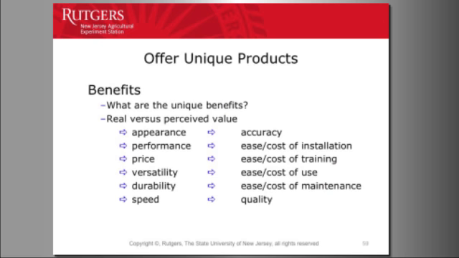Okay, people that are successful in the business offer unique products, and what are the unique benefits of those products? Well, is it real or perceived? It doesn't matter if the customer perceives it, but things to look at are appearance, performance, price, versatility, durability, speed, accuracy, ease of installation if you're selling plants outdoors, ease of training, ease of use, cost of maintenance. More and more people don't want to get their hands dirty. They want you to do things for them. So this offers a lot of potential for people producing flowers.